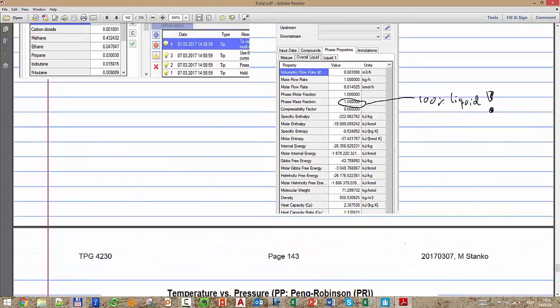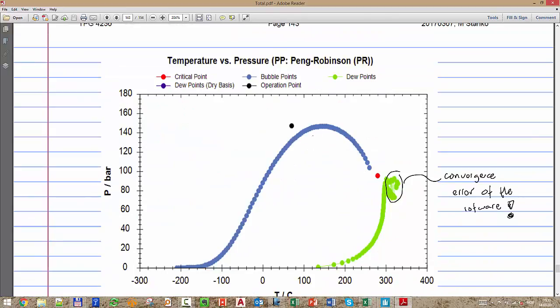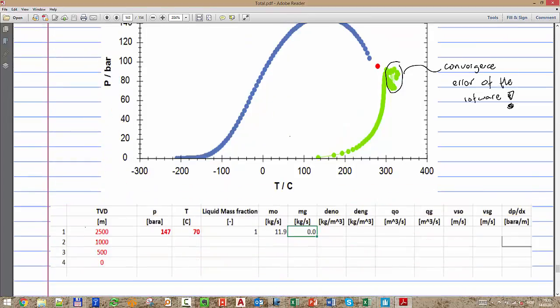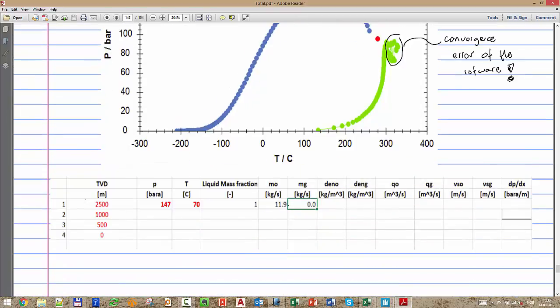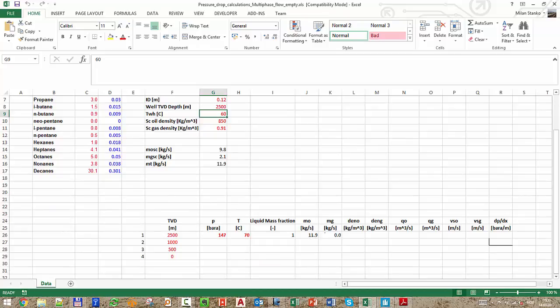We obtain that it is initially pure liquid, because the mass fraction and the mole fraction of liquid is 1. If we plot the phase envelope, we got that, and the point is just outside. It hasn't met the bubble point yet. So what we have so far is that all of the total mass flow is oil, and there is no gas at that particular point.